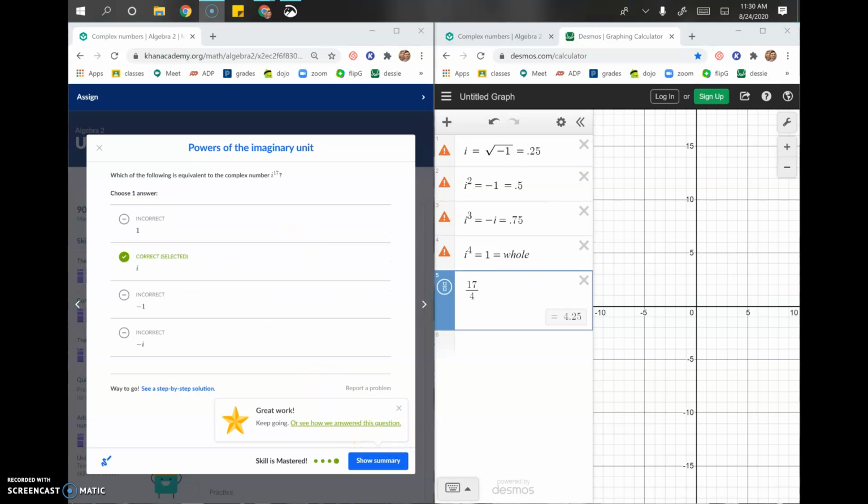And that's kind of how powers of the imaginary unit work. We're just trying to figure out, given the exponent, what order it comes in our pattern. Is it the same as i, i squared, i to the third, or i to the fourth? Good luck.